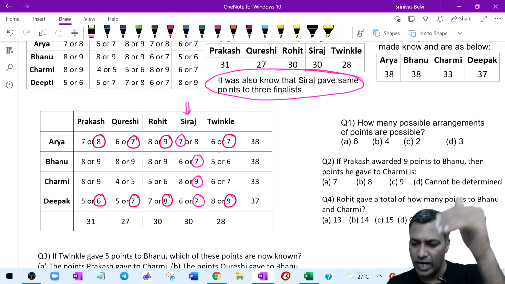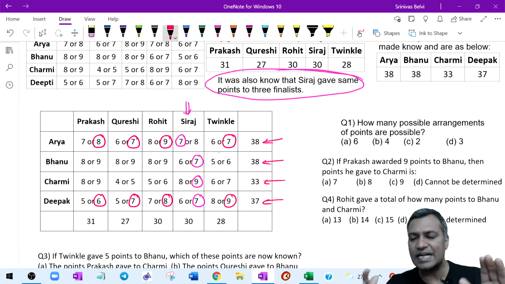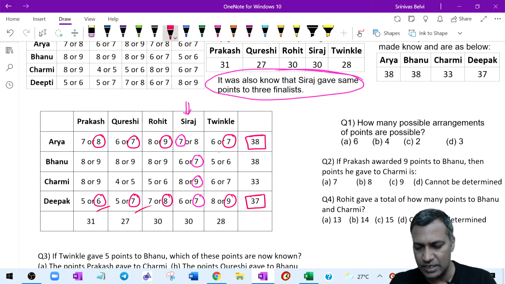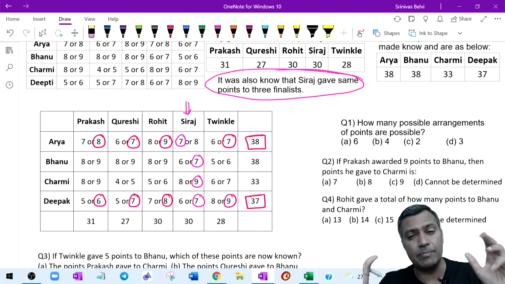Okay, guys, I looked at these 38, 38, 33 and 37. I tried to match them and I was successful in matching two of these numbers. 38 I was able to match. 37 I am able to match because I took only the maximums. So that's easy. Only the maximums is easy. Only the minimums is easy. With a mixture of maxima and minima, there will be multiple cases.